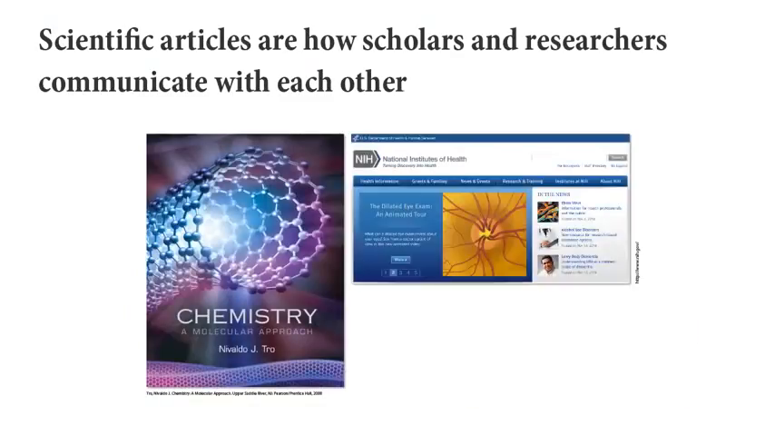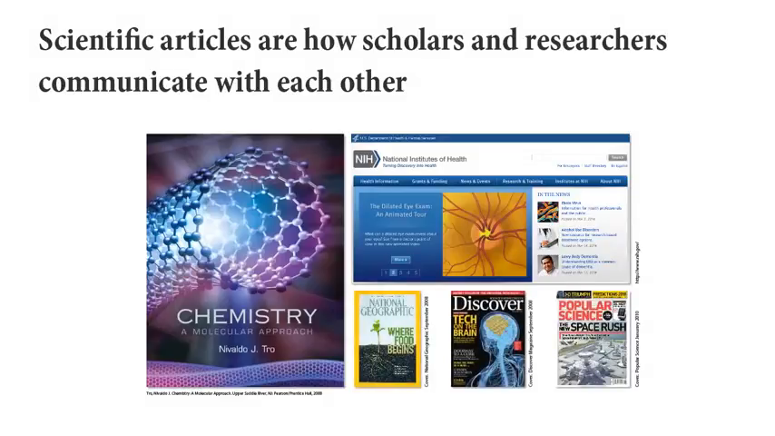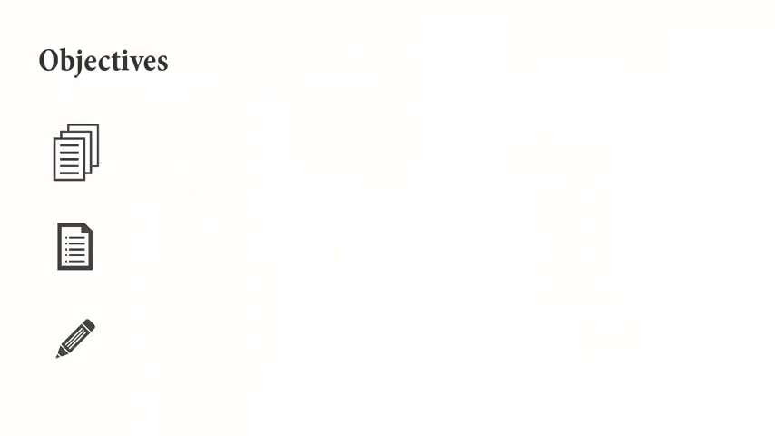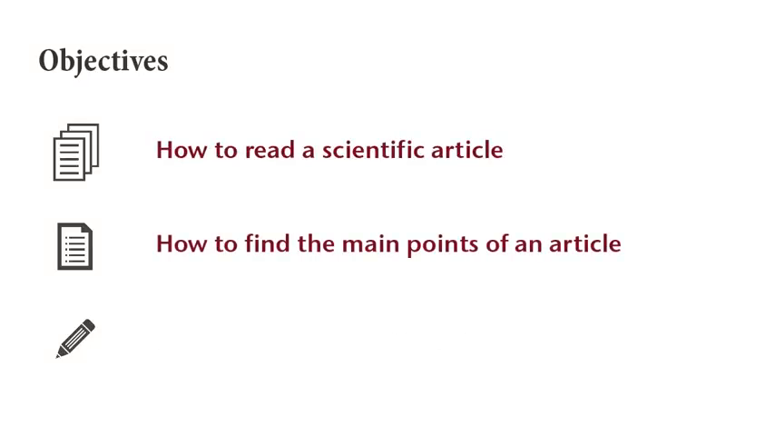Textbooks, websites, and popular sources are useful starting places for general information, but for the most current scholarly information, there is no substitute for scientific articles. This tutorial will discuss how to read a scientific article, how to find the main points of the article, and how to take effective notes.